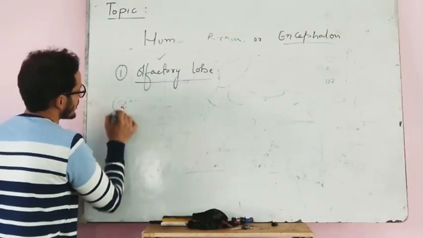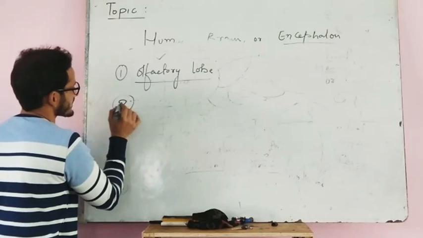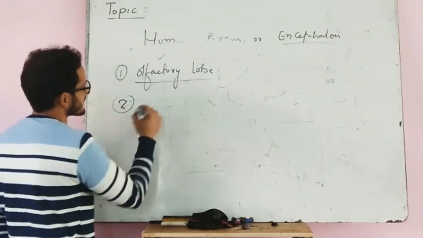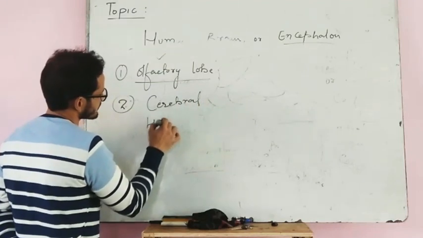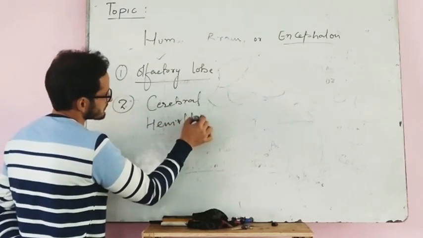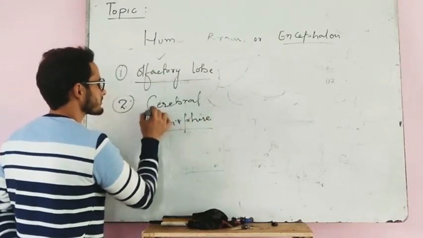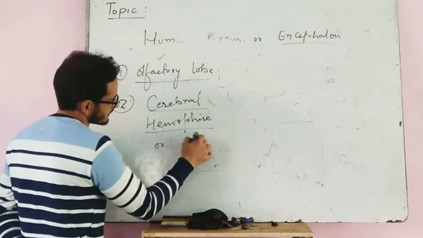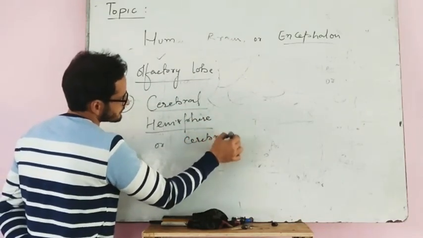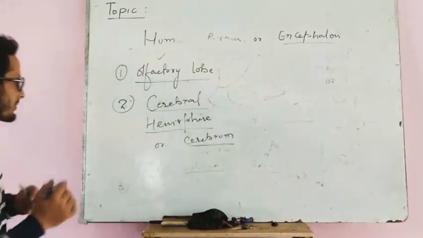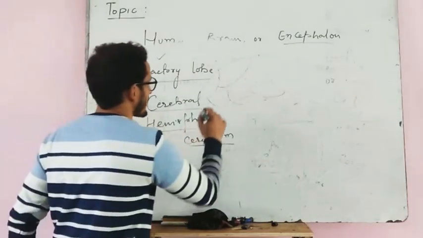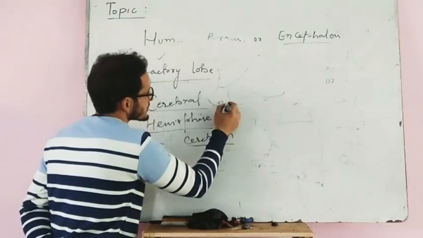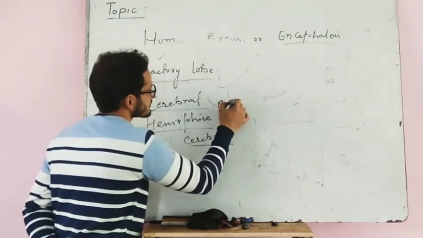Then the next part, most important part of the brain, which is the largest part of brain, that is cerebral hemisphere, or simply cerebrum. This cerebral hemisphere or cerebrum is the largest part of brain. It constitutes 80% of the brain.